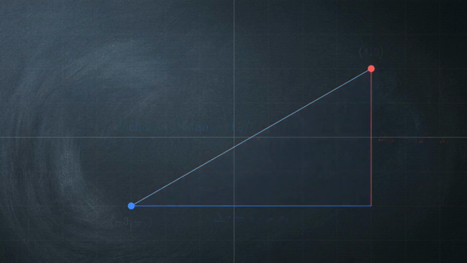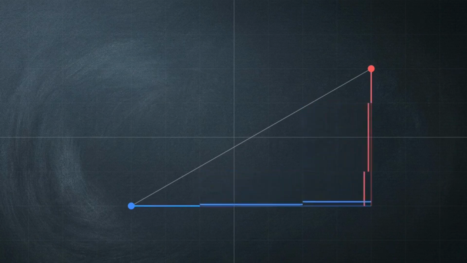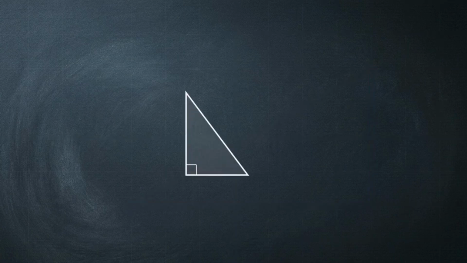Any diagonal path across a structured space can be completely isolated and measured by splitting it into strict horizontal and vertical movements. To find the exact length of that hypotenuse, mathematicians rely on a mechanism from classical geometry, the Pythagorean theorem. Let's isolate the triangle to see how this works.